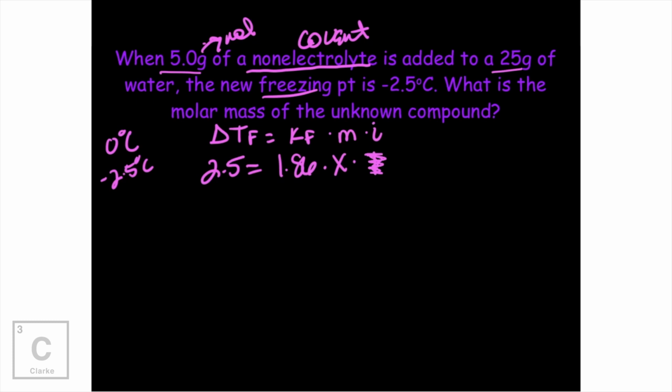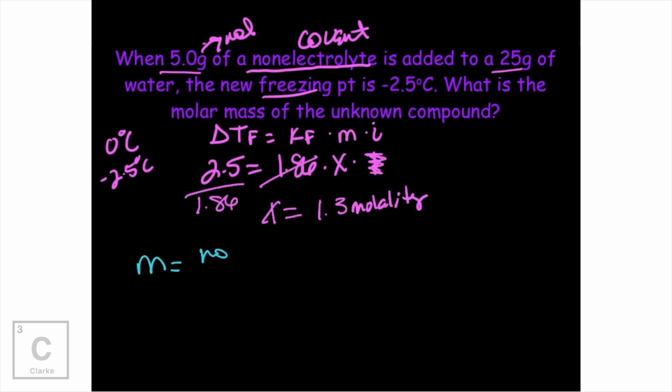We want X by itself. Right now it is being multiplied by 1.86, so we need to divide by 1.86, and X equals 2.5 divided by 1.86, and I am getting the molality to be 1.34, and since we only need 2 sig figs, I'm going to leave that at 1.3. Okay, so that's our molality. Let's label that molality. Okay, now let's remember our molality formula. Molality was moles of solute over kilograms of solvent.